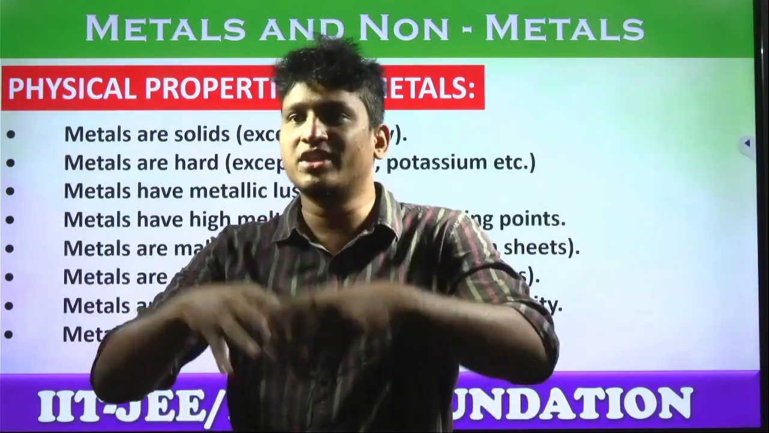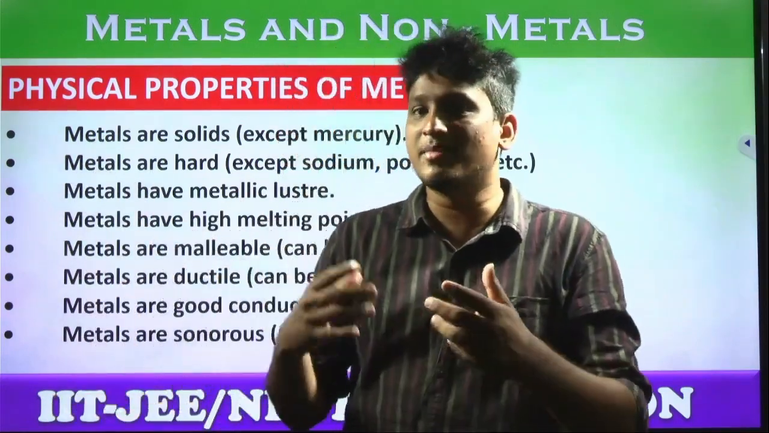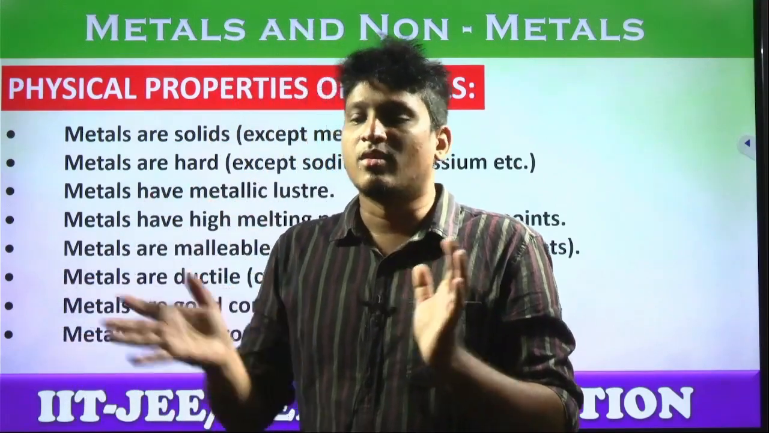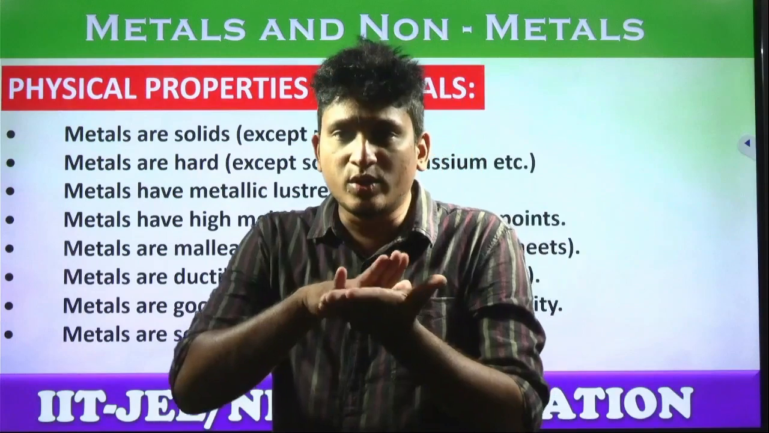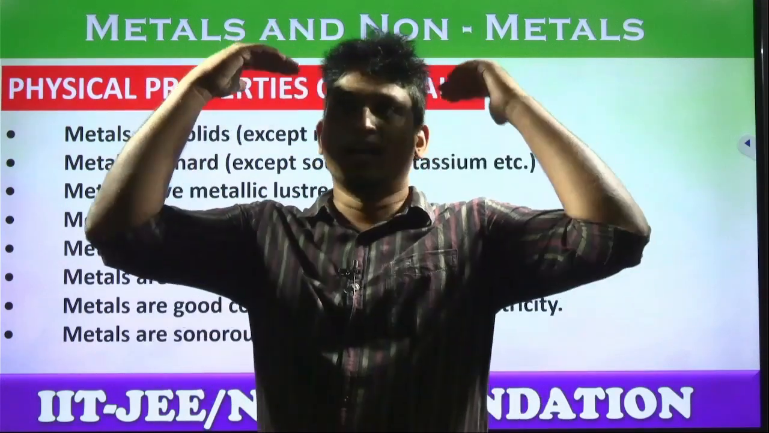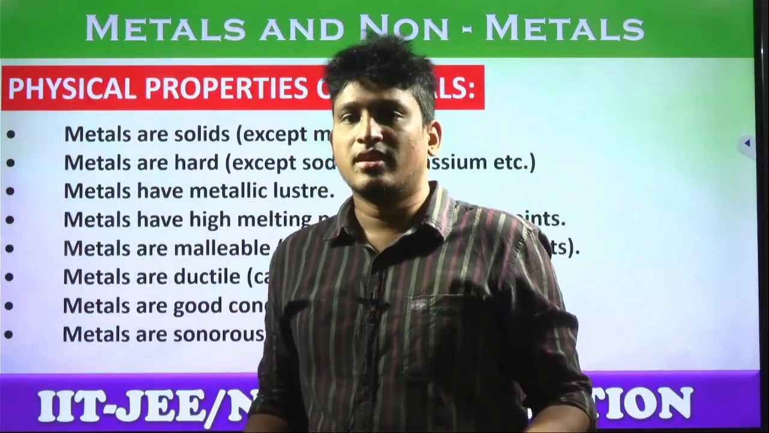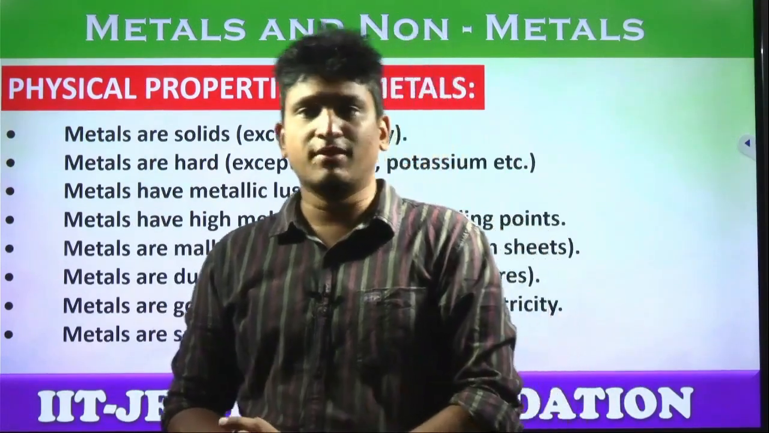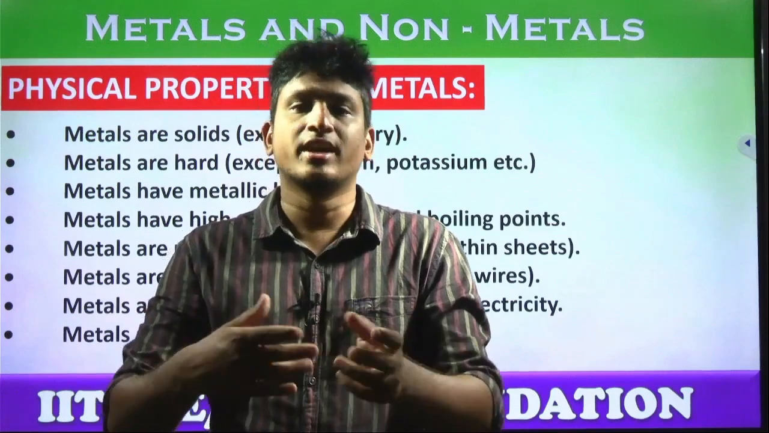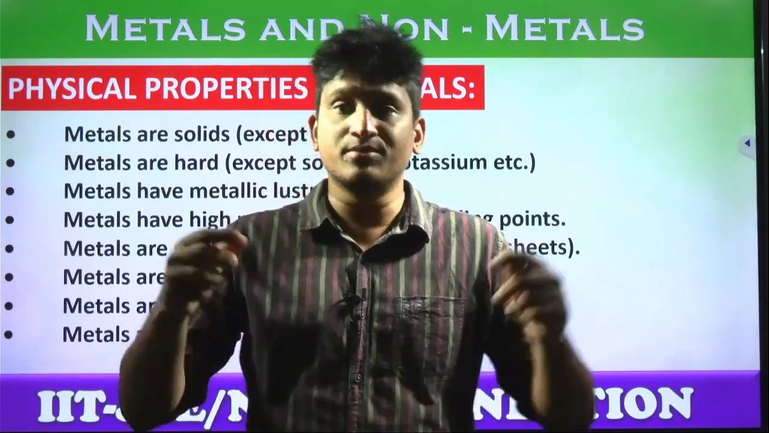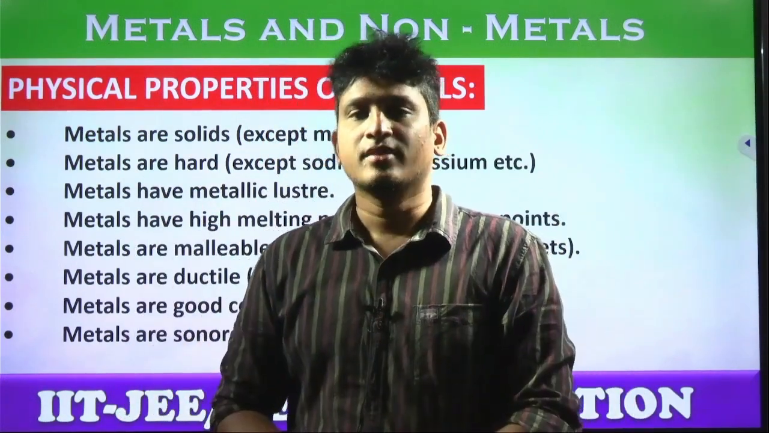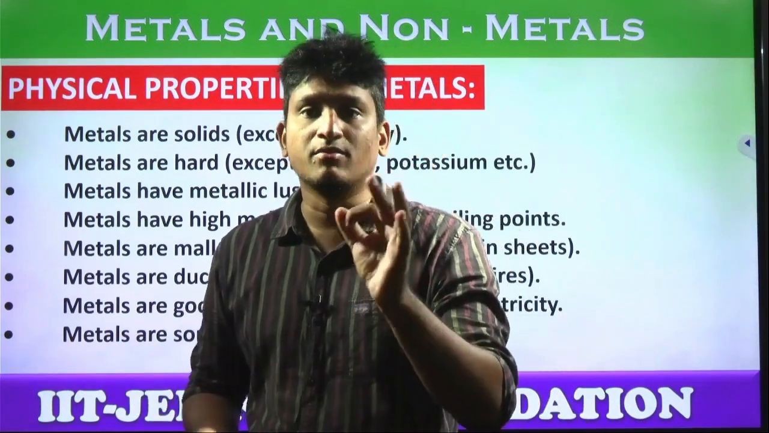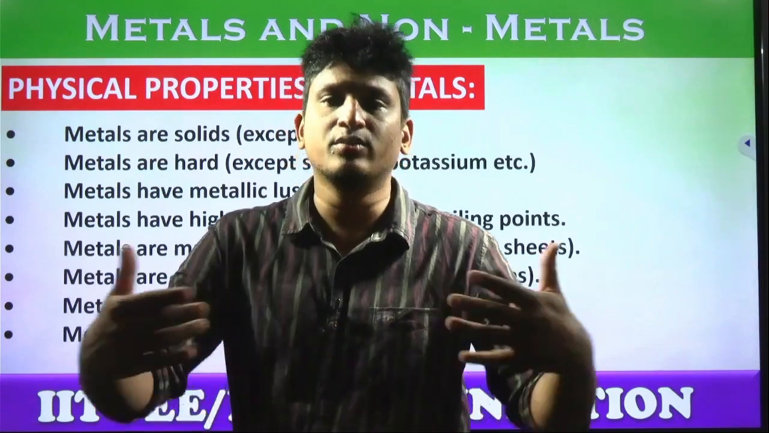Can we make oxygen into thin sheet? No. Can we make nitrogen? Can we make carbon into thin sheet? No. Metals are malleable. By constant beating, we can make a metal into a very thin sheet. Iron sheets are there, right, students? The best example is even silver foils, which are decorated on the sweets, as well as aluminum sheets, which are used for food storing. So these are all examples of malleability. Metals are malleable. What is malleability? Making a metal into a thin sheet.